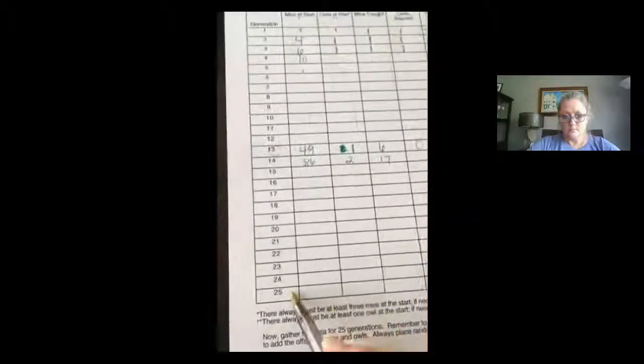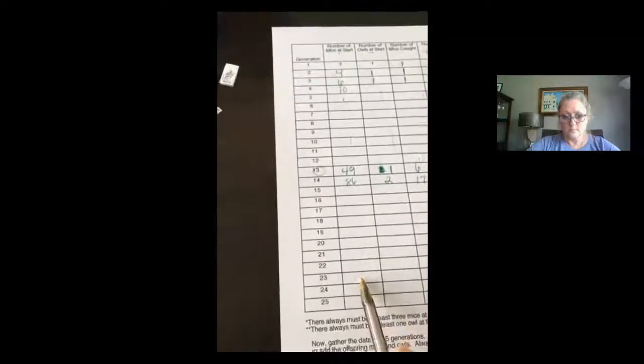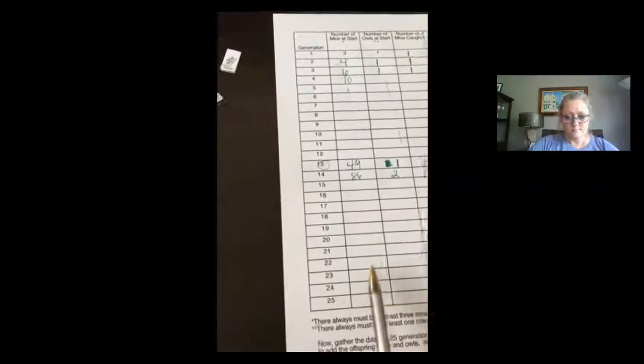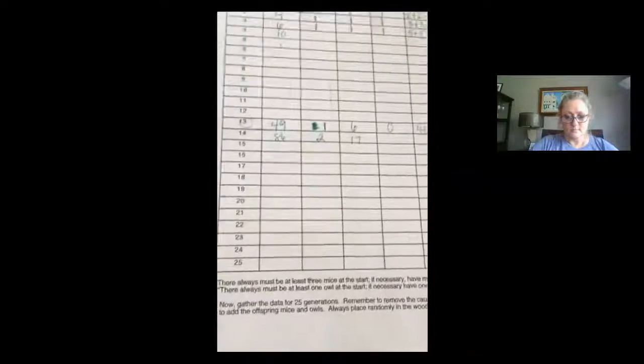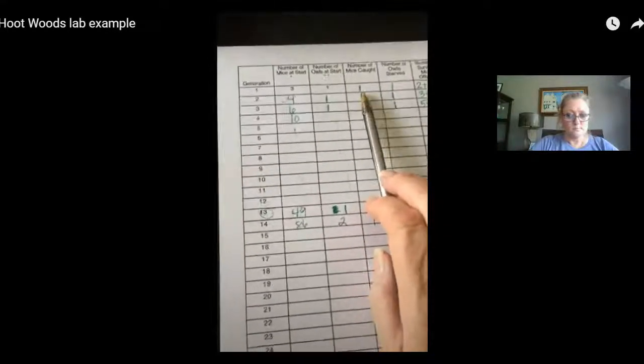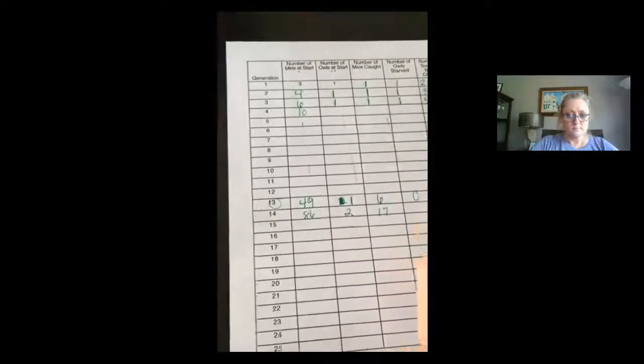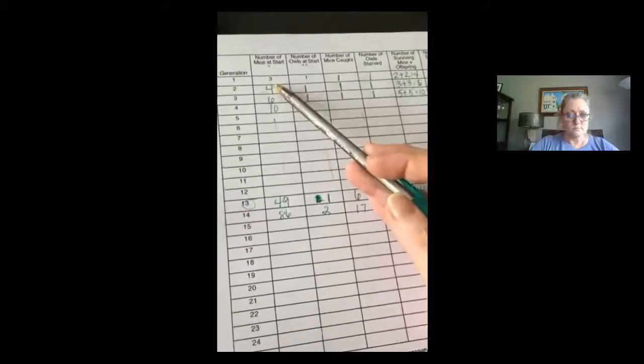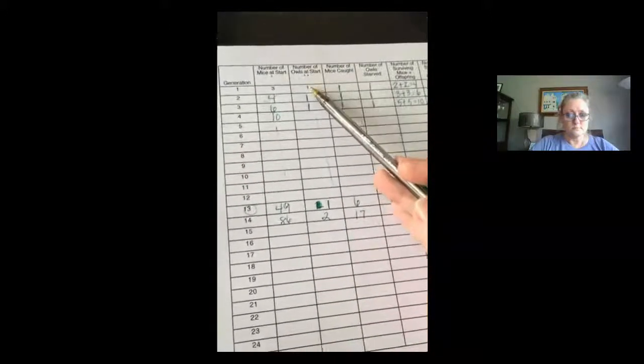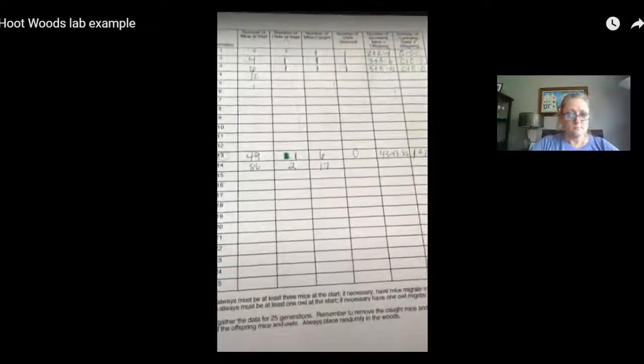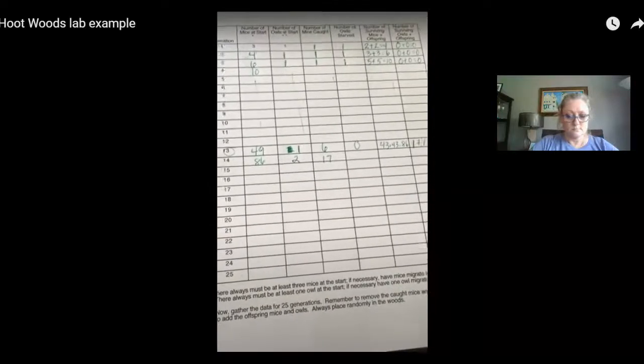So I'm going to keep on going. I'm going to keep on filling in this chart until I've done 25 runs, or I've hit 300 mice. Eventually, this number is going to get to 300. We only can do 300 mice at one time. Don't forget to read the rules here at the bottom. You have to have at least 3 mice at the start. So if in round 1, that little owl happens to land on all 3 mice, and so you have 0 at the end, just like the owl, you always have to have at least 3 mice. You always have to have at least 1 owl. Okay? So walk through this, read the directions carefully, and if you have questions, shoot me an email, folks. Have fun with Hoot Woods.